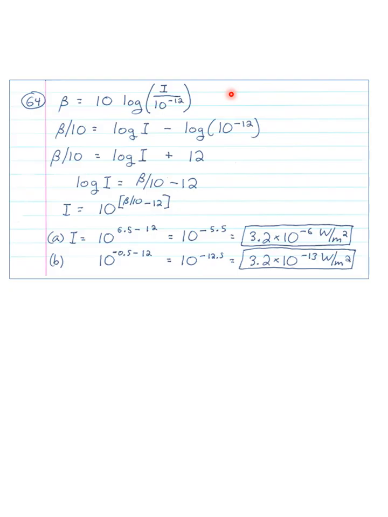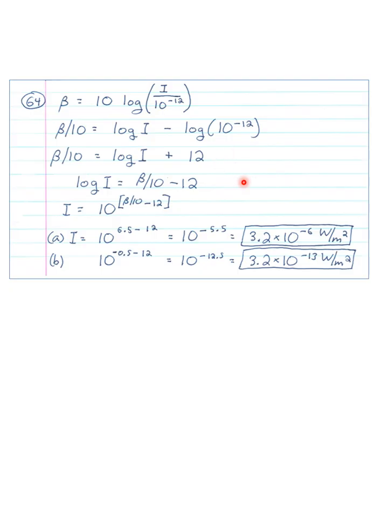And so let's go through the algebra to solve for I. First, we're going to divide both sides by 10, and that gives log of I over 10 to the -12, but I'm dividing that logarithm up into the difference of two logarithms. So remember, the logarithm of a ratio is the difference of two logarithms, log of I minus log of 10 to the -12. So we have beta over 10 equals log of I minus the log of 10 to the -12, which is -12. So minus -12, that becomes plus 12.